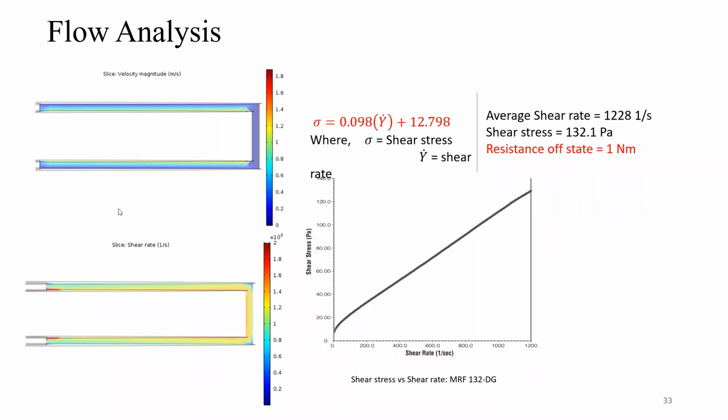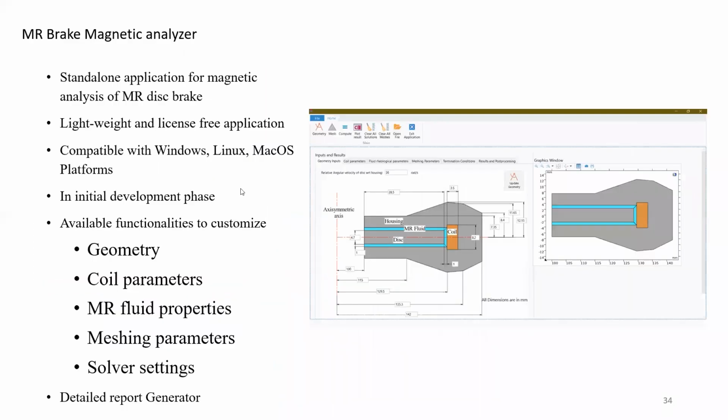That is how we get this graph from the CFD analysis. As I told you, the magnetic analyzer, my student has developed using the front end of COMSOL, and he has developed this as software. If you give the dimensions, it will give the complete magnetic analysis. Available functions are geometry, coil parameters we can give, and properties. That is how we have given the 132 DG properties. We get the meshing parameters, and if you set the solver, it will generate the report on its own. So this is what we have developed.